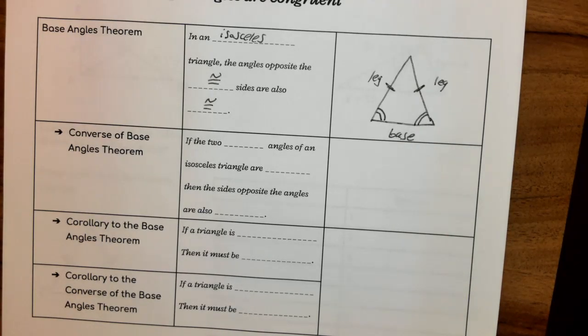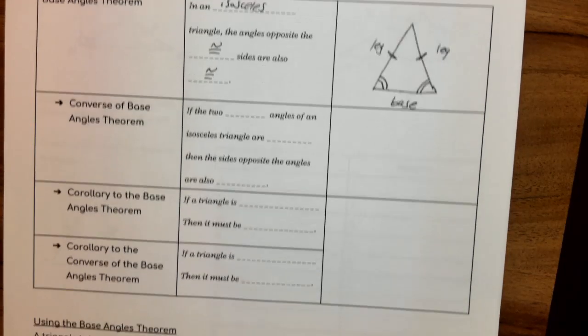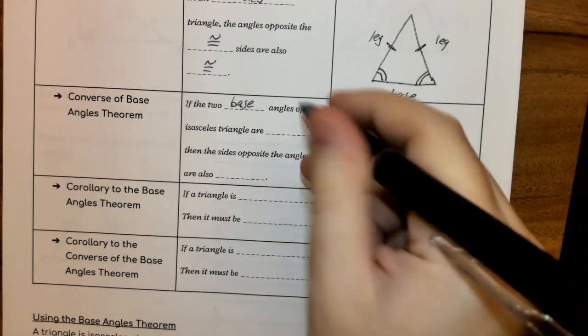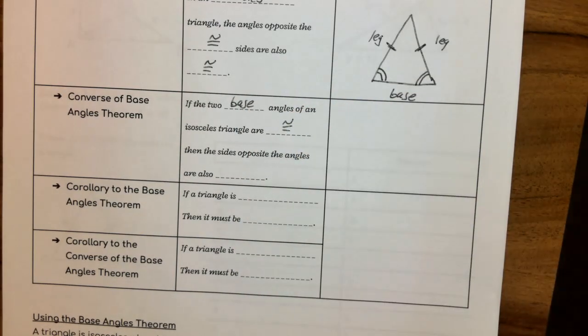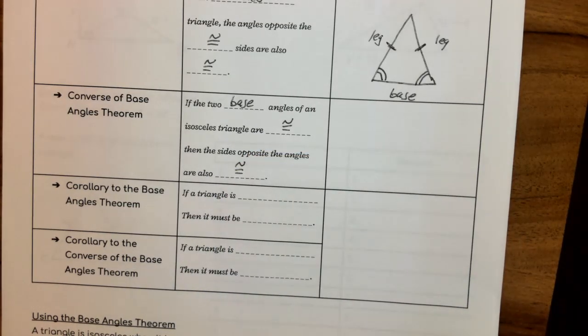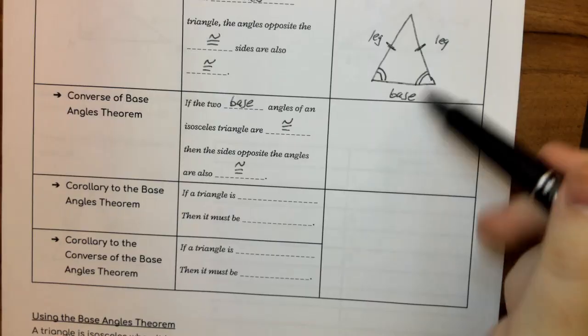Similarly, we have a converse of the base angles theorem, which, as you know, is an opposite. If the two base angles of a triangle are congruent, well, then we know that the triangle is an isosceles triangle, meaning the sides have to be congruent. It's the exact opposite of this.